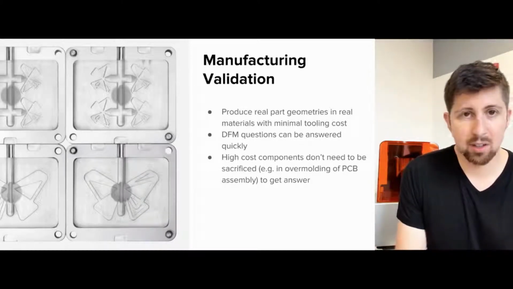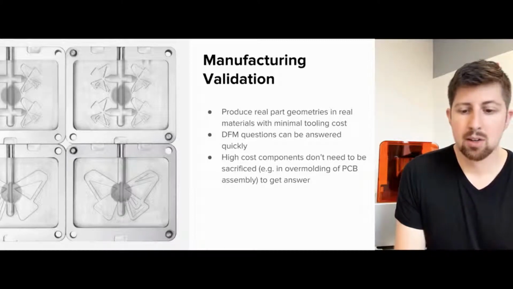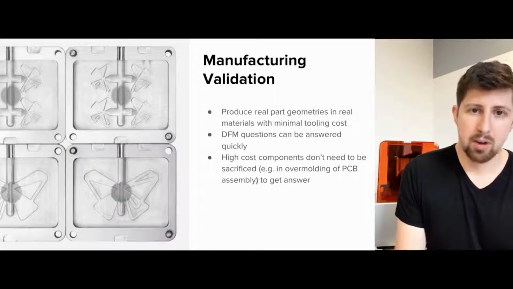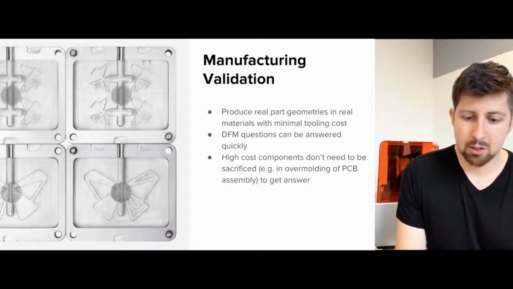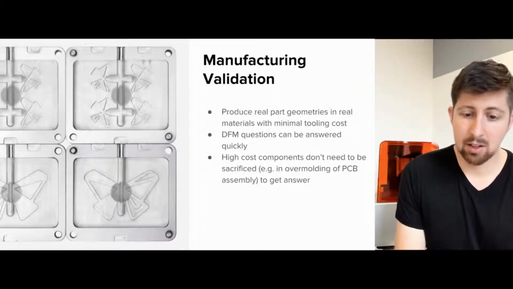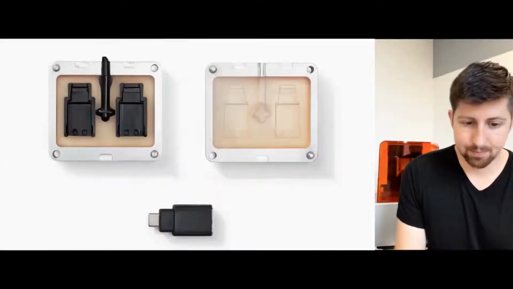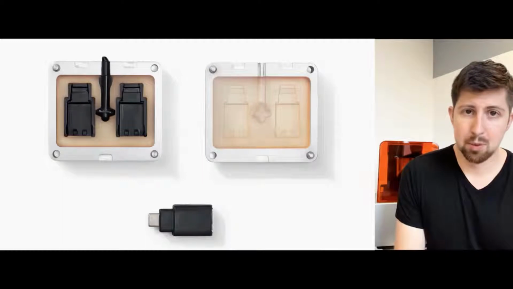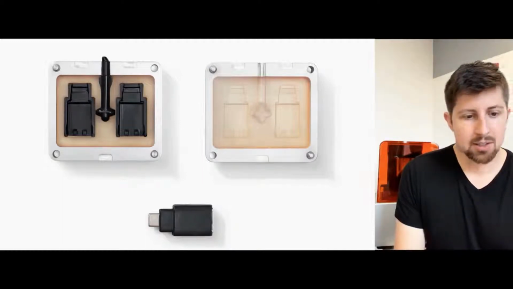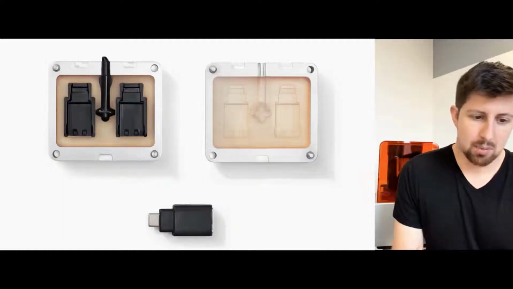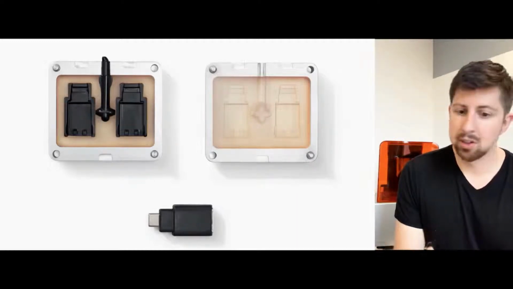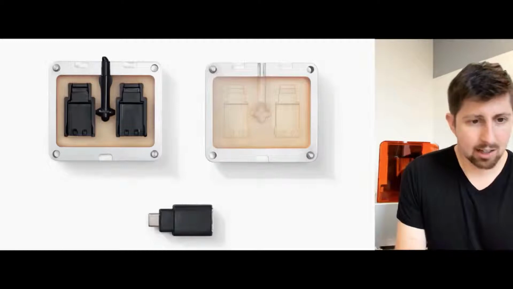In the case of something like overmolding of a PCB, you can print the surrogate part for that, so it's just a placeholder, mold around it, and evaluate how that manufacturing process is working without sacrificing a really high cost or high value component. This is an example of a simple USB enclosure with a printed mold in our high temp material. So this is again an example of just how the material properties have changed in these technologies, and you can now print things like tooling for at least a manufacturing validation to get a couple of parts to check out.